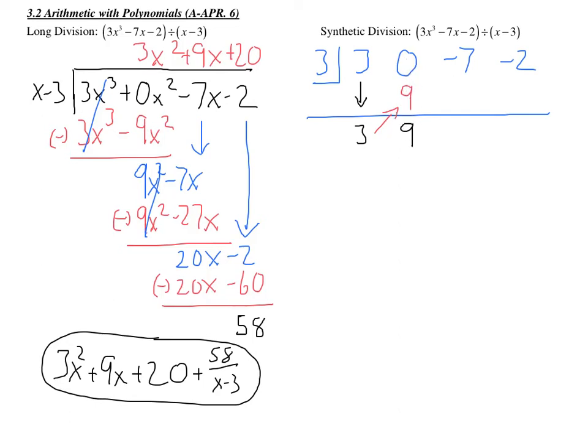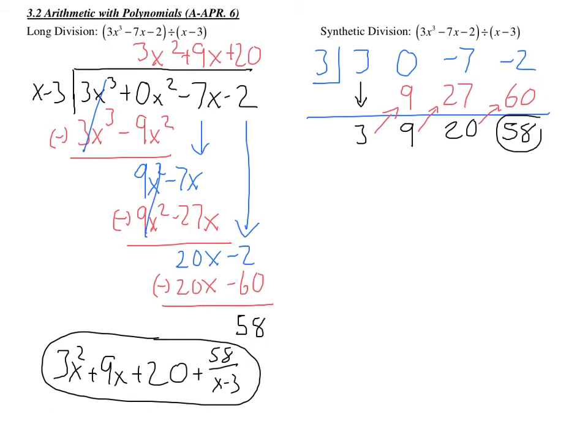9. Alrighty. Now we're going to multiply 3 times 9 and put it right here. 3 times 9 is 27. Put it right there. So we're going to move that up. That's going to be 27. And then, again, we add down. Negative 7 plus 27 is 20. Great. Now, again, 3 times 20, put it right there. That's 60. And we add down. Negative 2 plus 60 is 58.